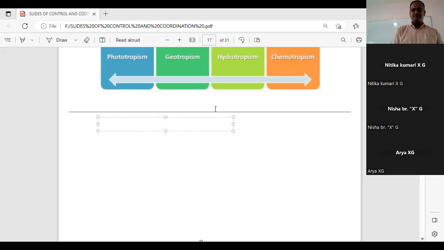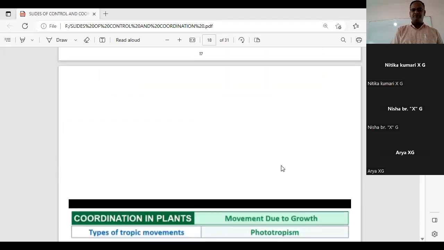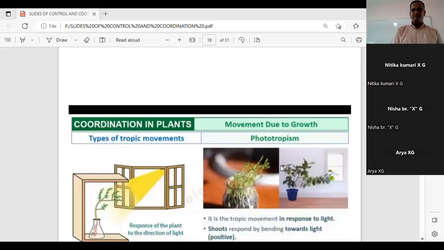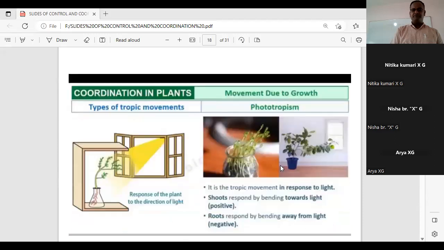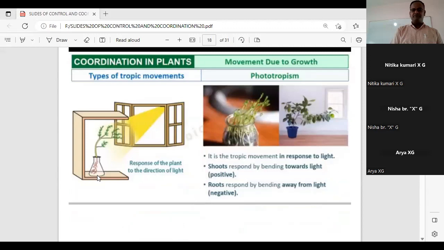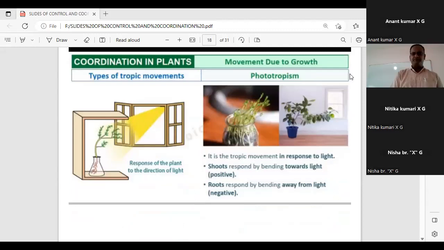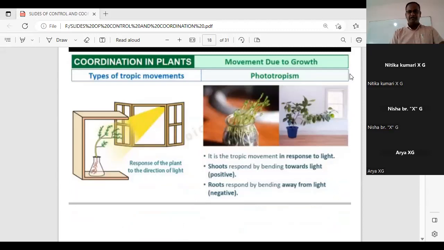Now, students, see one very important thing. A few years back, a trendy question started in the board examination. They ask to write an activity to show phototropism. This is given in NCERT also. You can see over here how this activity is designed. A potted plant is kept, and from one part of the window sunlight is coming. The plant is bending towards the light.